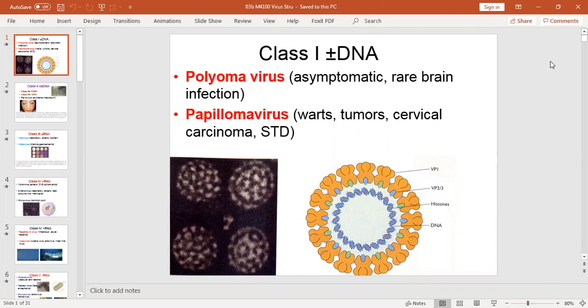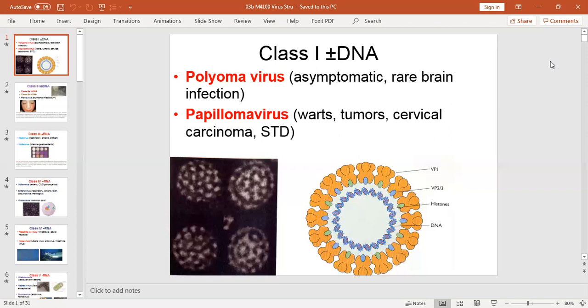3B, viral structures. We will continue by discussing class 1 viruses whose genome are double-stranded DNA, both positive and negative sense DNA. These include viruses such as polyomavirus that usually causes asymptomatic infections, and in rare occasions it causes brain infections.